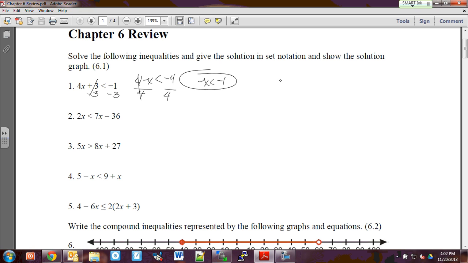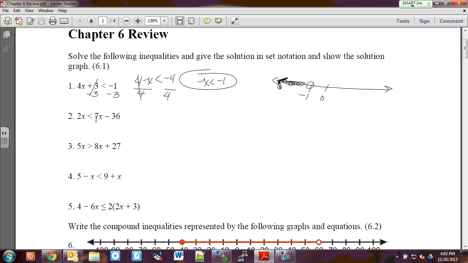Then it says graph it. So basically x is less than negative 1. Here's 0. Here's negative 1. You're going to put an open dot at negative 1. And since x is less than that, you're going to shade everything in this direction. Okay. Now I'm not going to graph all of them, just for time's sake. But that's how you would graph that.